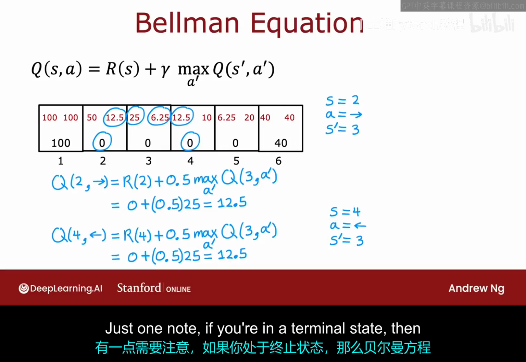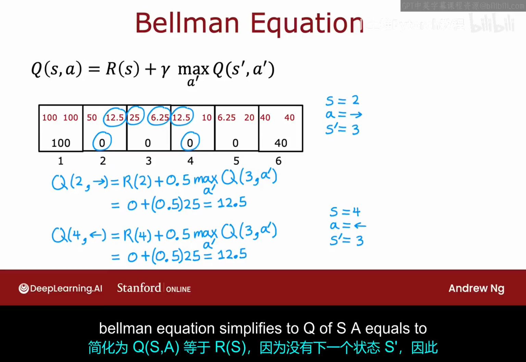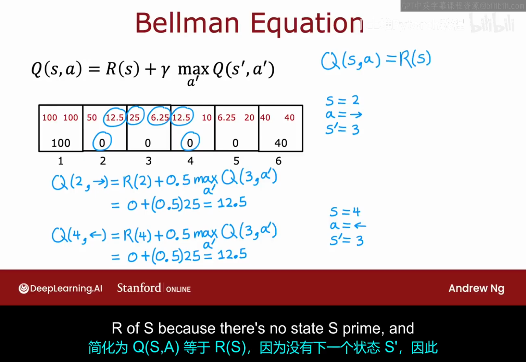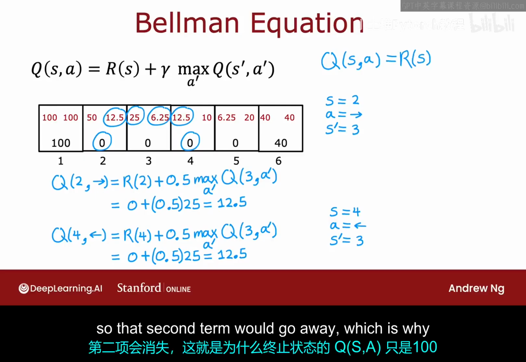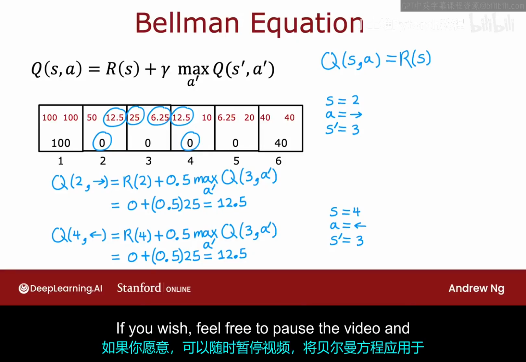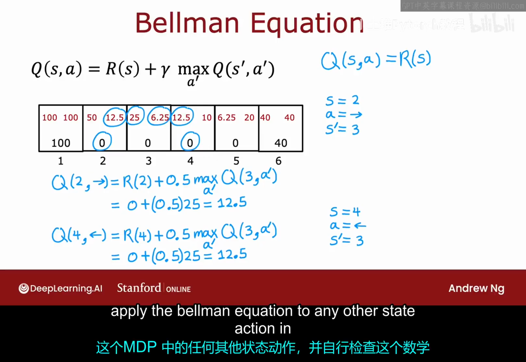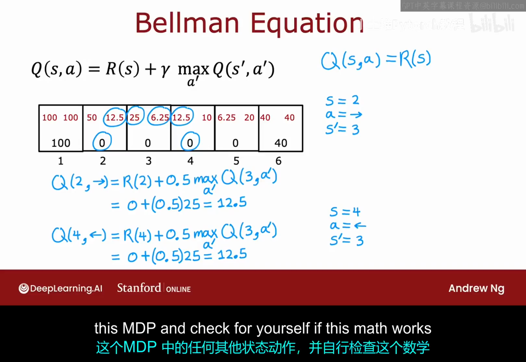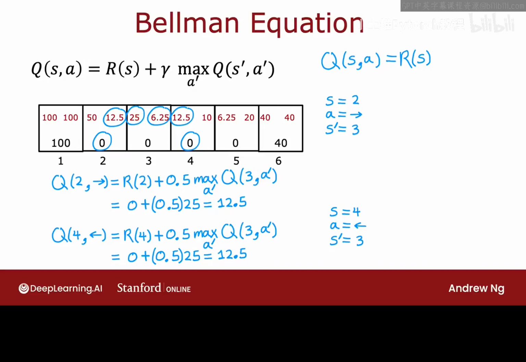Just one note: if you're in a terminal state, then the Bellman equation simplifies to Q of S, A equals R of S, because there's no state S prime. And so that second term would go away, which is why Q of S, A in the terminal states is just 100, 100 or 40, 40. If you wish, feel free to pause the video and apply the Bellman equation to any other state action in this MDP and check for yourself if this math works out.